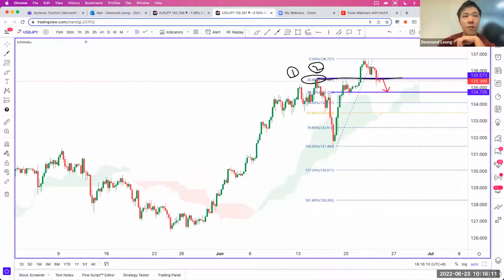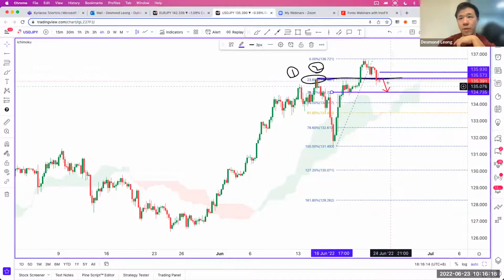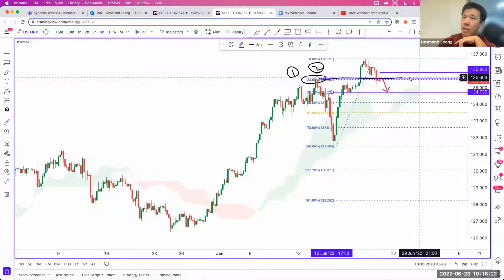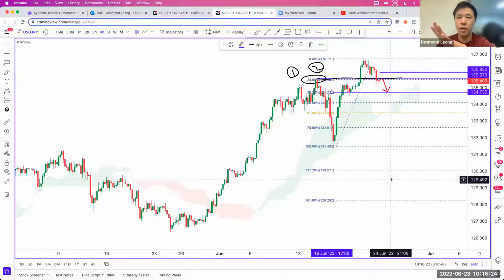In terms of stop loss placement, you can keep it really tight. You can probably put your stop loss over here, right? And if we get it right, we have a good 1:2, 1:3 risk to reward. If we get it wrong, we get it wrong fast. We don't need to wait that long to realize whether we're right or wrong. So this is one of the trades that we're looking at for dollar yen.